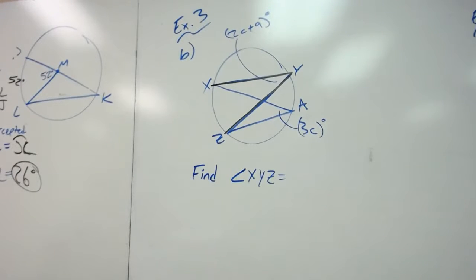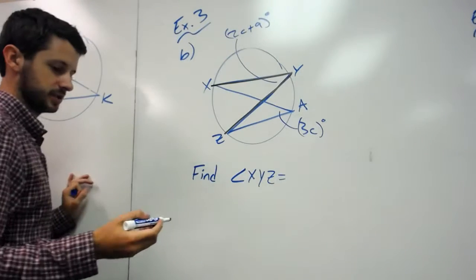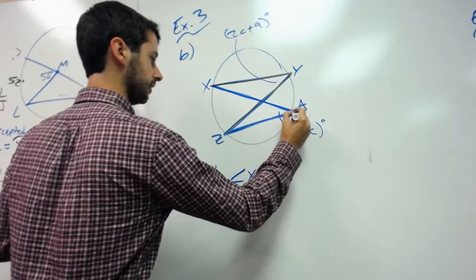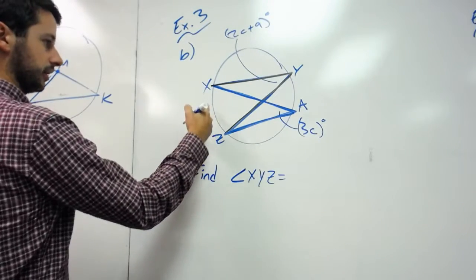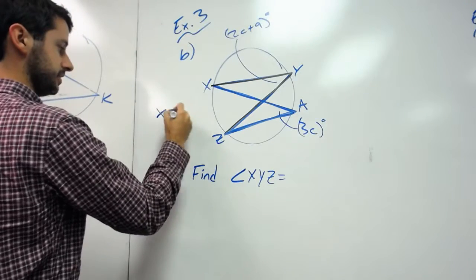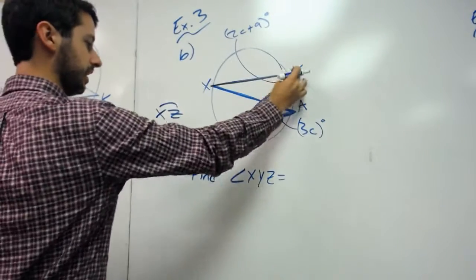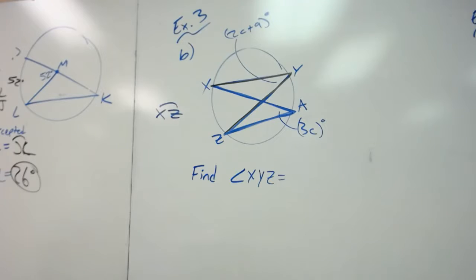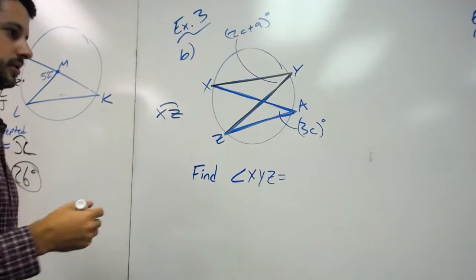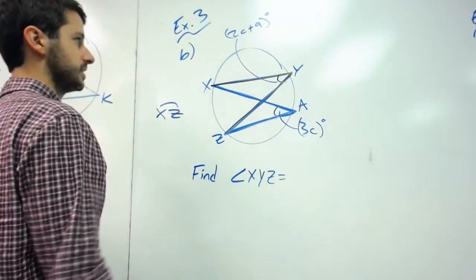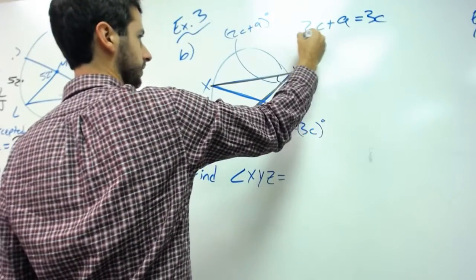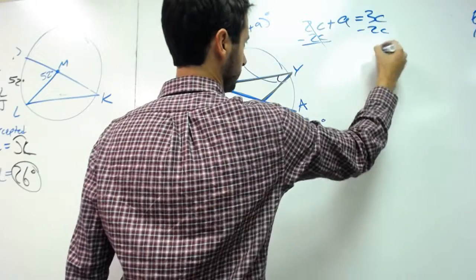Here's something interesting to note. This is a theorem, but I'm just going to show you what I want you to see: angle XAZ is actually intercepting the same arc. The arc this is intercepting is XZ. But the arc that XYZ is also intercepting is XZ. So what that means is that these inscribed angles are the same. Since these are congruent, we can say 2c plus 9 equals 3c, and then solve. Subtract 2c, they make it easy on us. C equals 9.